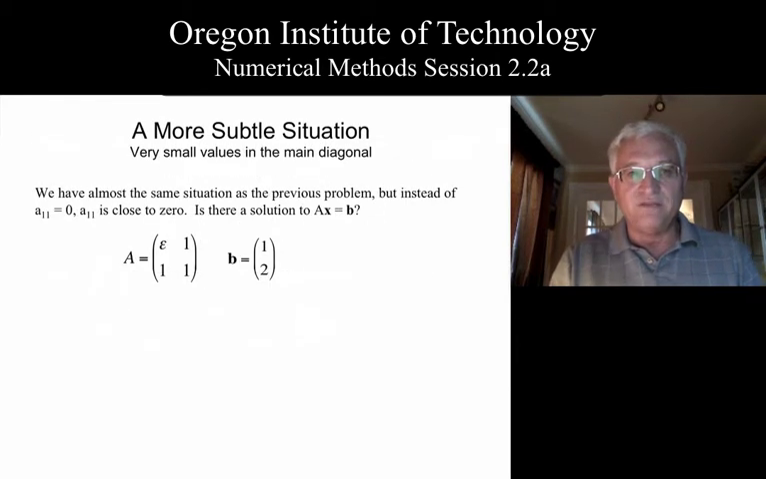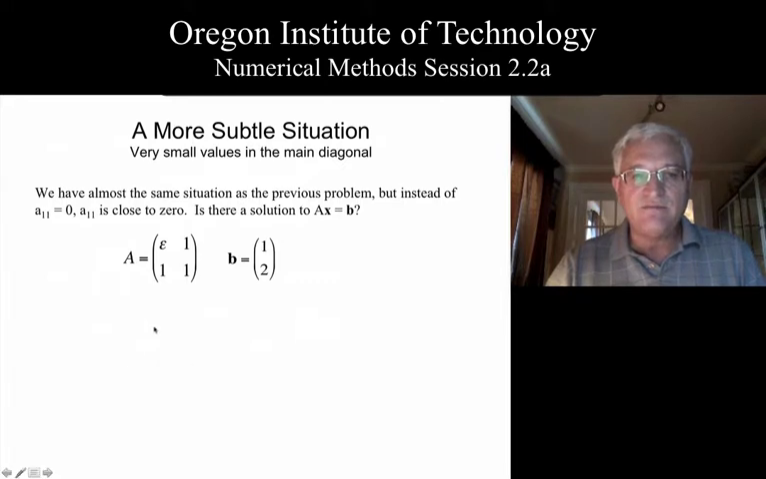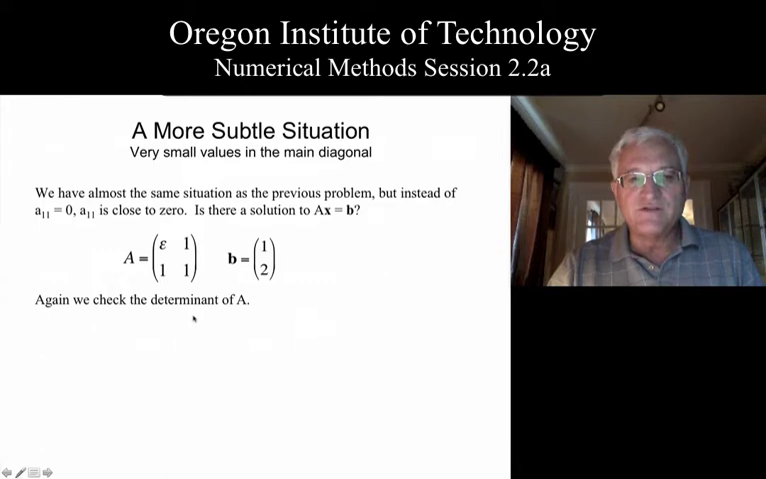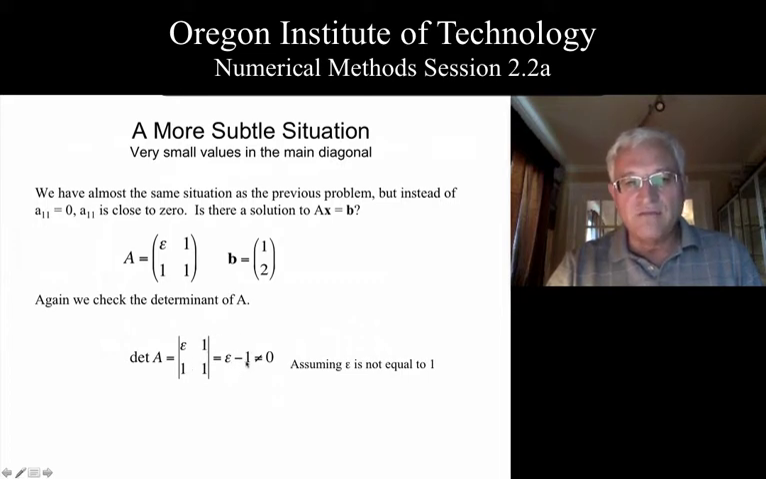Not pretty. There's another situation that's actually worse than the one I just described. If I take that same matrix and instead of putting a 0 in the upper left-hand corner, I just put a really small number, what happens then? Well, let's check the determinant to see if a solution exists. We'll take epsilon times 1 minus 1 times 1, and that will be epsilon minus 1.